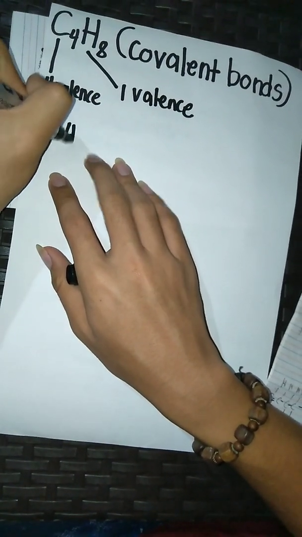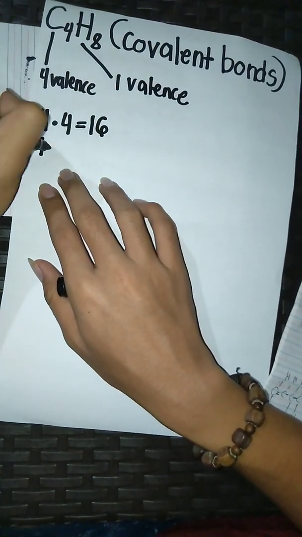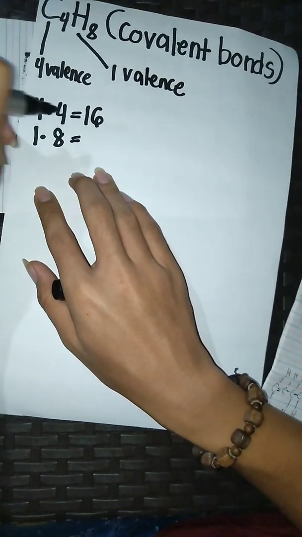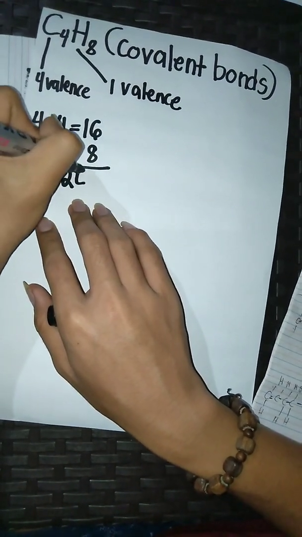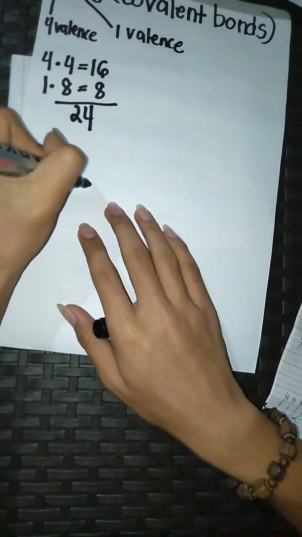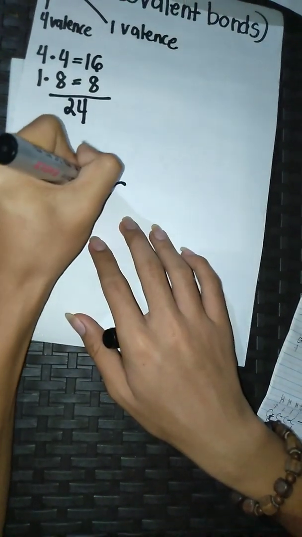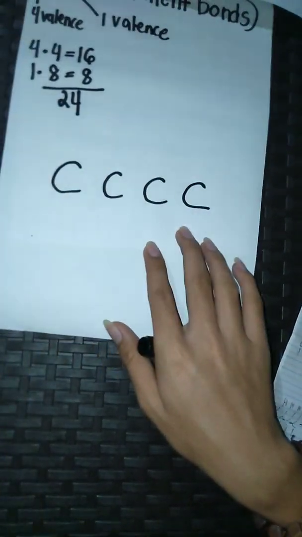4 valence electrons multiplied by 4 carbon atoms equals 16. 1 valence electron multiplied by 8 hydrogen atoms equals 8. So 16 plus 8 equals 24 valence electrons. Then we'll place carbon in the center because it has less electronegativity than hydrogen. We have 4 carbon out there.